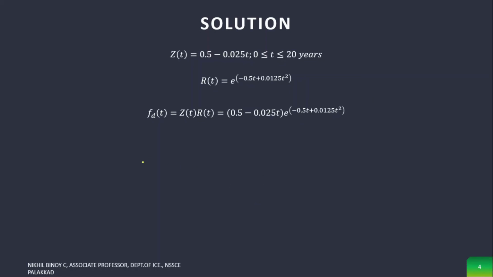Now what is the last one? We are asked to find the reliability after t equal to 15 years. So R of 15 is equal to e raised to minus 0.5 into 15 plus 0.0125 into 15 square. Replace t with 15. So that is equal to 0.0092. So the reliability after 15 years is 0.0092.